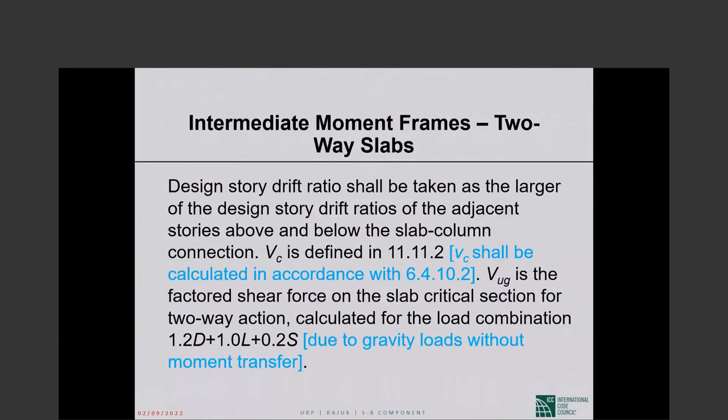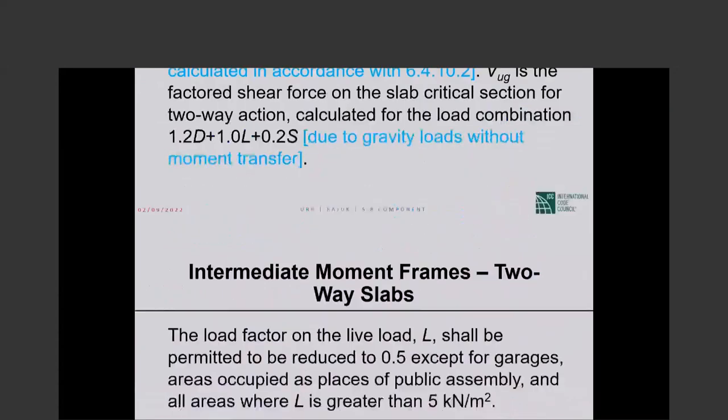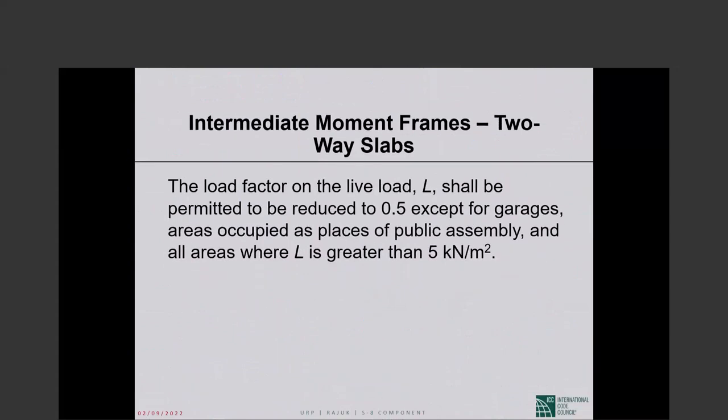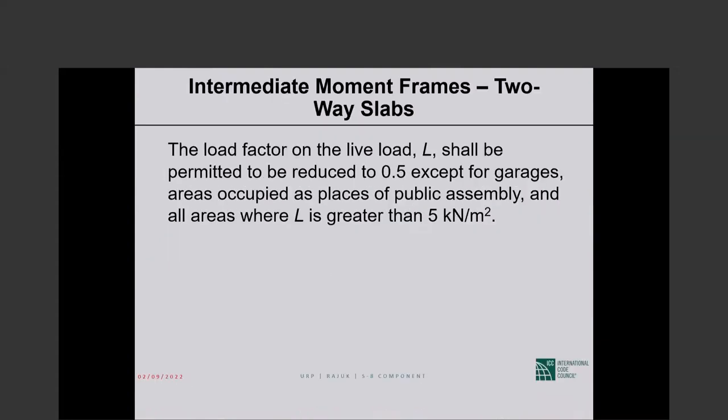Now, these are details. Design story drift ratio shall be taken as the larger of the design story drift ratios of the adjacent stories and so forth. I will let you read this. The load factor on live load, this you have seen 100 times. Unless you are designing a parking structure, a place of public assembly, or an area supporting more than 100 pounds per square foot of live load, the live load factor is 0.5. You don't have to use 1.0.